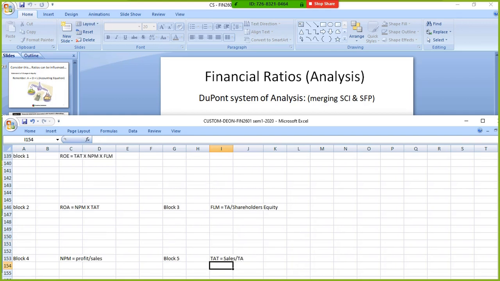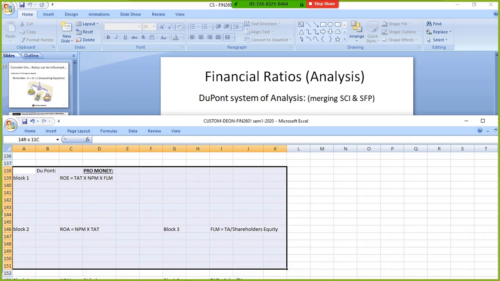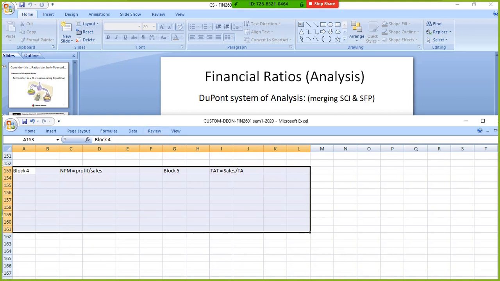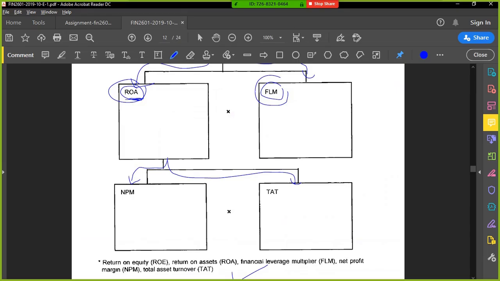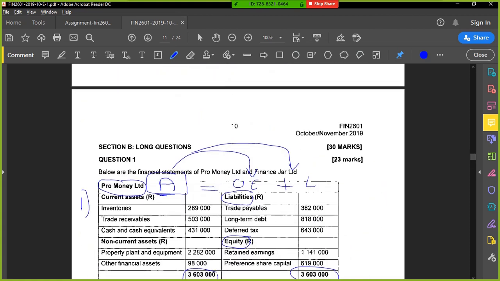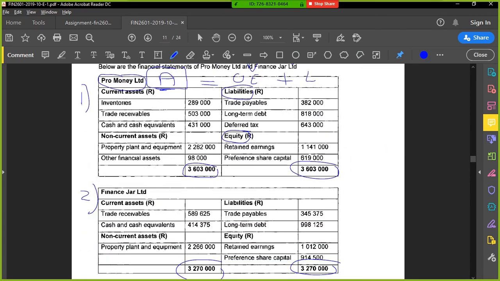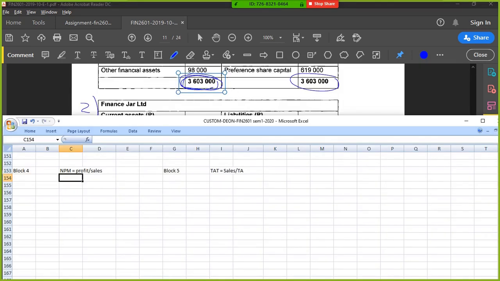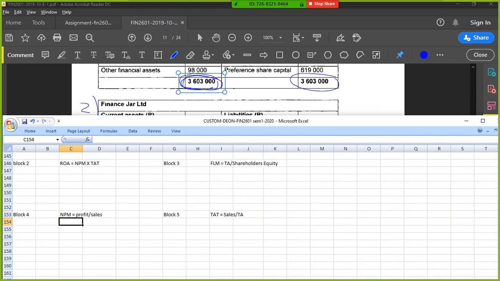So there's the first block, and that's the block for Pro Money. I can copy paste this later when I do the other one. We need to start at the bottom and then move up. Let's go to our question. We're looking at Pro Money. Anything here that we need? Yes, total assets. Wherever total assets are, we're going to substitute it in here. Total assets, 3603123. Here's total assets, copy paste.